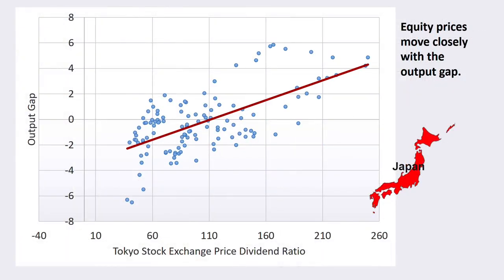Fluctuations in the output gap are also associated with financial instability. When the output gap is high, stock prices, relative to the quantity of dividends, are also high. When the output gap is low, stock prices will also be low.